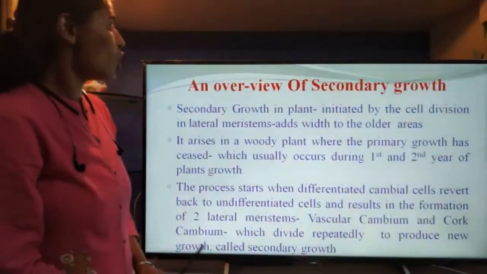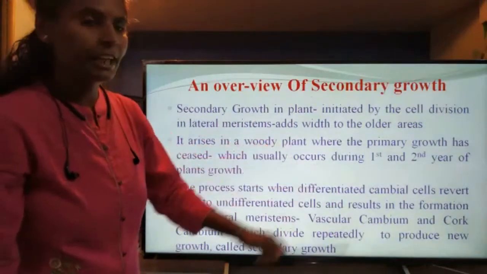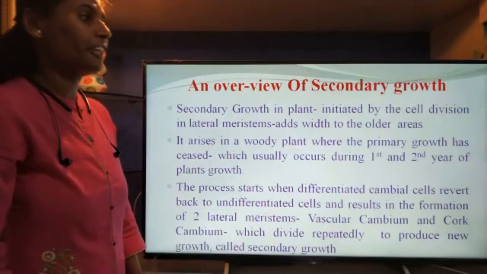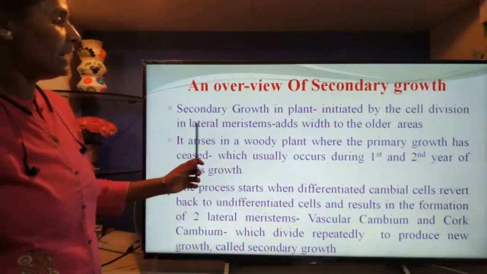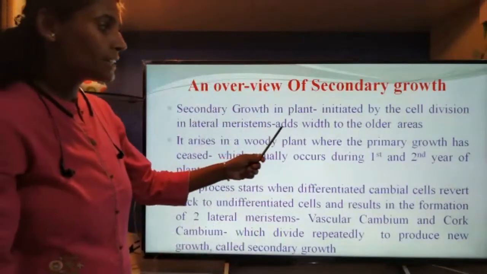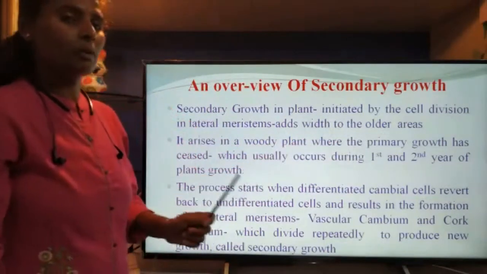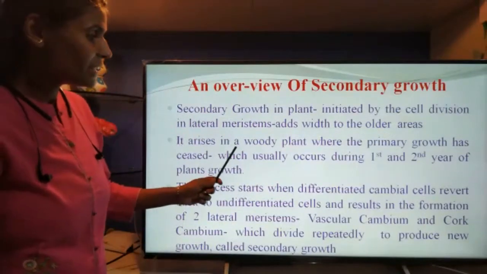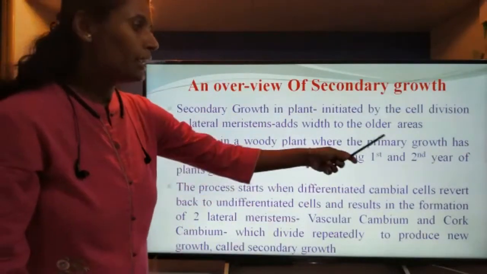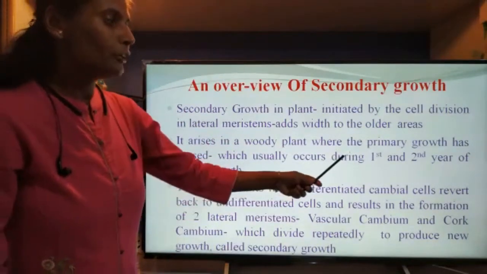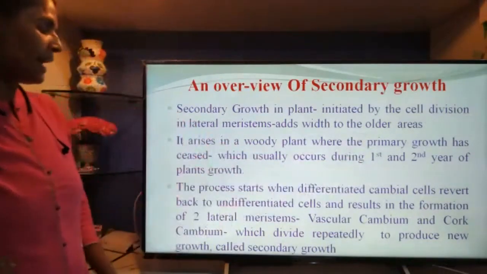So let me move on to an overview of secondary growth. Secondary growth in a plant is mainly initiated by cell division in lateral meristems, which are present at the side walls, which adds width to the older areas of the plant, resulting in increase in the girth of a plant. It arises in a woody plant where the primary growth has completely ceased, which usually occurs during the first and second year of the plant's growth.